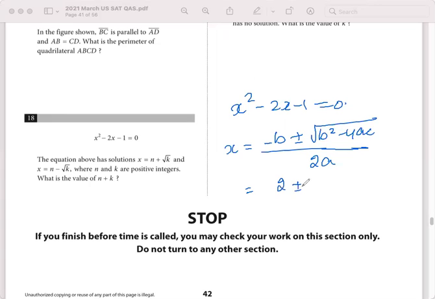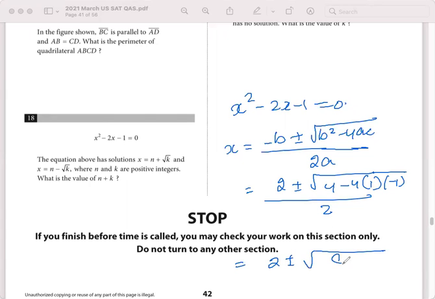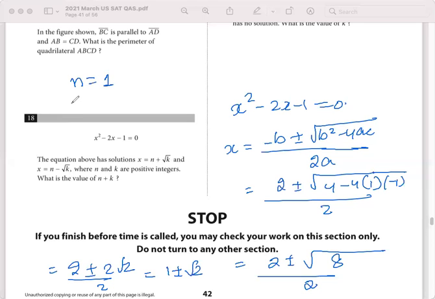So that's 2 plus minus under root of 4 minus 4 into 1 into negative 1 divided by 2. So that becomes 2 plus minus under root of 4 plus 4, 8 divided by 2, which is 2 plus minus 2 root 2 divided by 2, which is 1 plus minus root 2. So basically my solution is 1 plus minus root 2. So n is 1 and k is 2. So n plus k is 3.